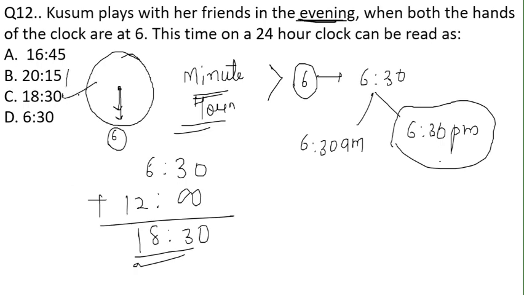I hope you have got the question. Minute hand as well as the hour hand are on 6. It means the time is 6:30. It can be AM or PM, but in the question they have mentioned it is evening. So just add 12 more to that, and we'll get 18:30. Got it? Moving on to the next question now.